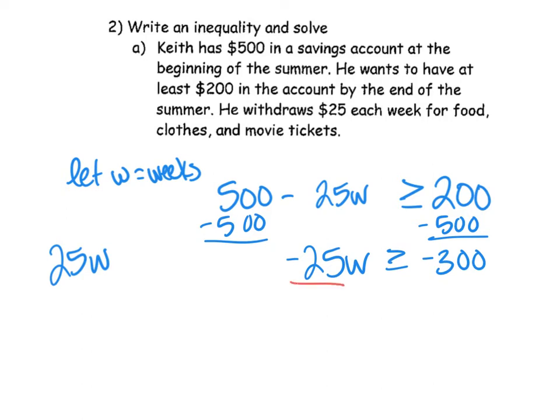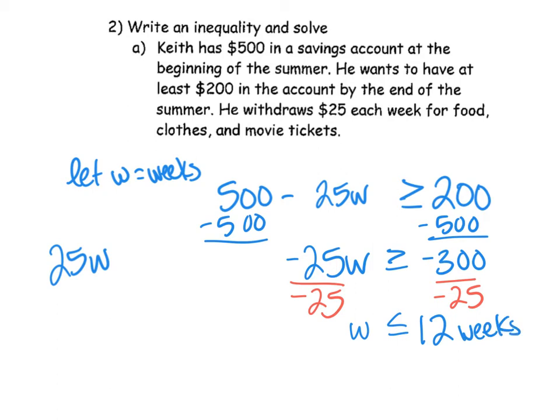Okay. Ooh, divide by negative. Ding, ding, ding, ding. Something happens. Yup. How many times is 25 going into 300? 12. 12 what? What's my answer mean? 12 weeks. 12 weeks. And what's going to happen in 12 weeks?